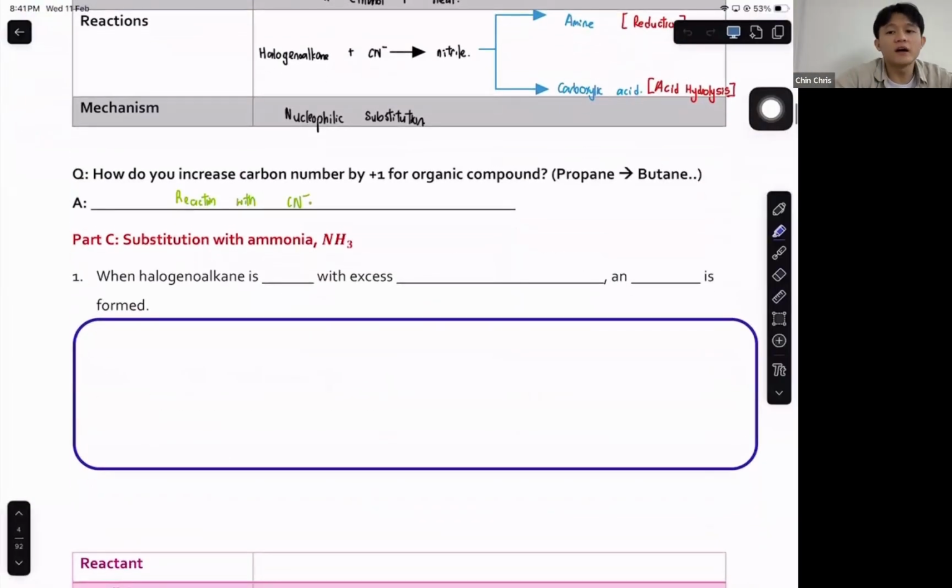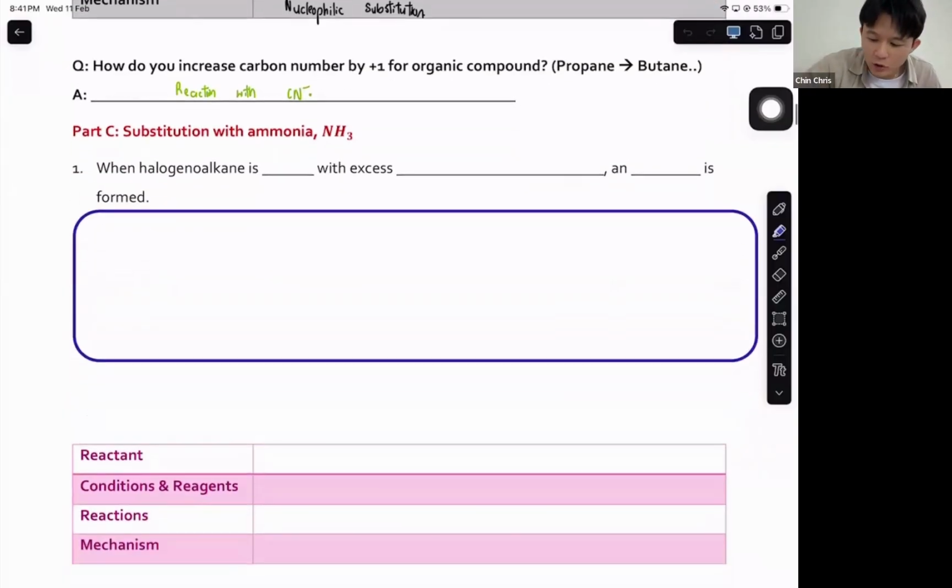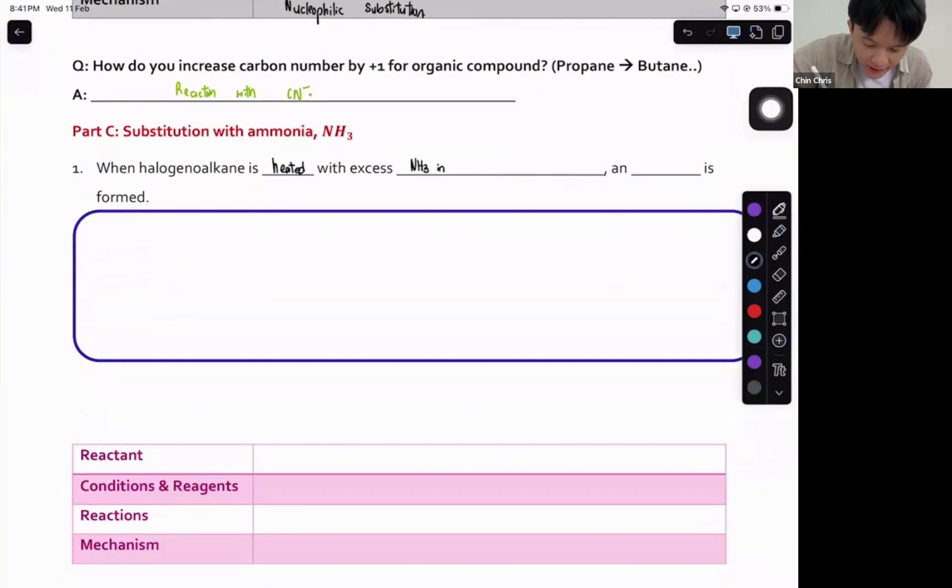Okay, guys, next we have a substitution reaction with ammonia. Alright, guys, when a halogenoalkane is heated with NH3 in ethanol, and you have to heat it under pressure, you will get an amine formed.